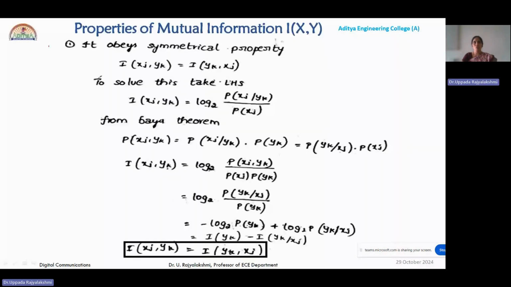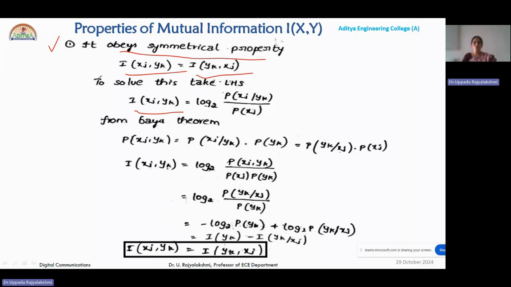Coming to the properties of mutual information, it always obeys the symmetrical property. That is, I(xj,yk) is equal to I(yk,xj). The amount of information sent from the transmitter to the receiver is equivalent to the amount of acknowledgement received from the receiver section by the transmitter. In order to prove this symmetrical property, take the LHS, I(xj,yk), which is equal to log P(xj|yk) by P(xj) base 2.